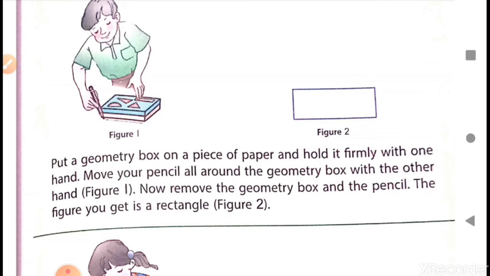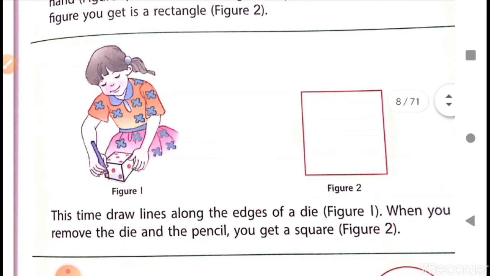Okay. Similarly, you can make the shape of a square also. Take a dice. As I told you, you play Ludo. In Ludo, we use dice. So take any side of the dice. Hold it firmly on the paper and draw lines all along the edges of the dice. And when you remove the dice and the pencil, the shape you get is a square. Since all the sides of a dice are square, you can take any side, hold it firmly and then move your pencil all along the sides, and when you remove it, you will get the shape of a square.